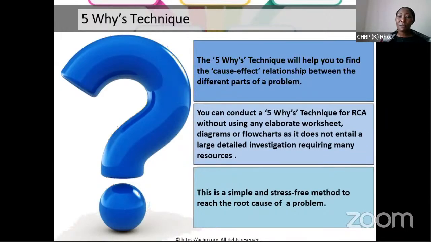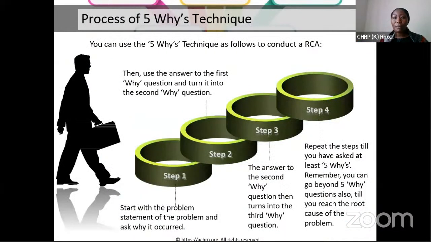So you can conduct a 5 why technique for root cause analysis without using an elaborate worksheet. You don't need many diagrams. You don't need flowcharts. And it does not entail a large detailed investigation like we could see in other methods, like Pareto analysis, requiring many resources. It is simple. It can be used for simple problems. It can be applied by anybody, anywhere. You don't need a lot of knowledge in terms of that. And we say it is a very simple, stress-free method to reach the root cause of a problem.